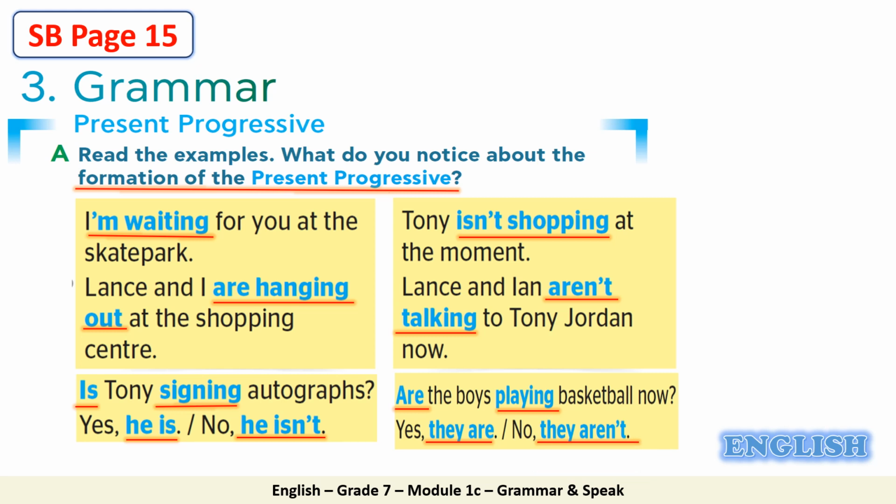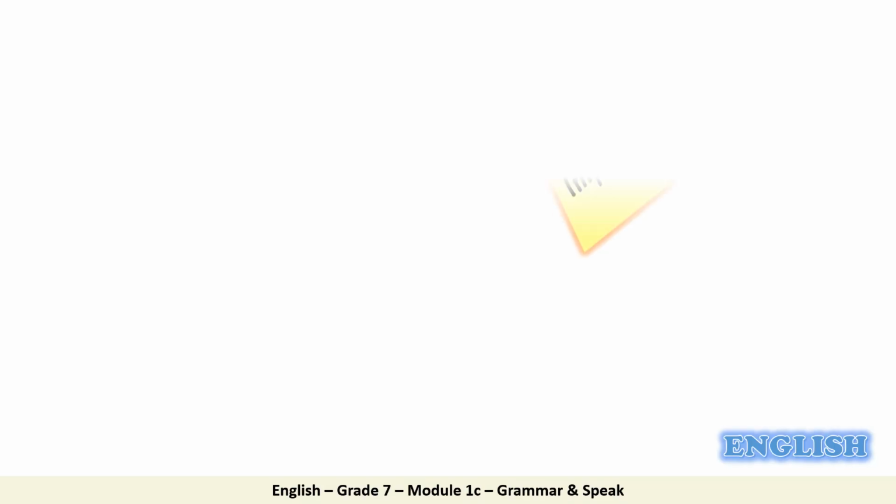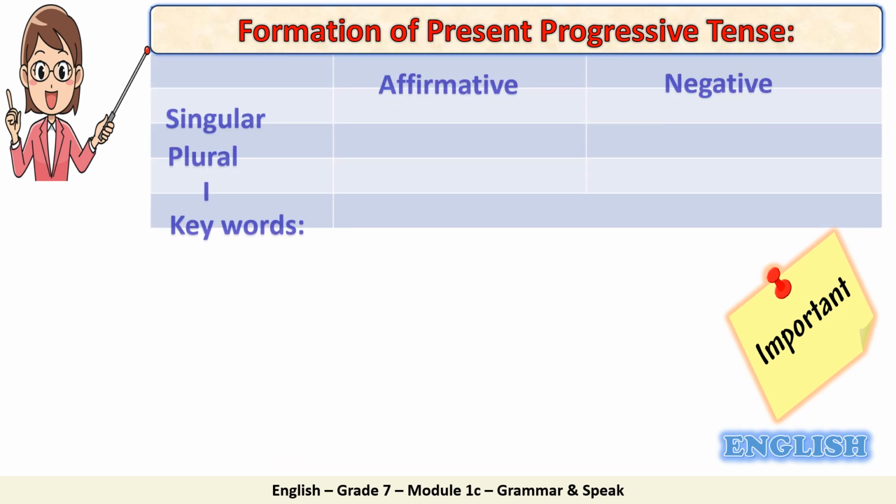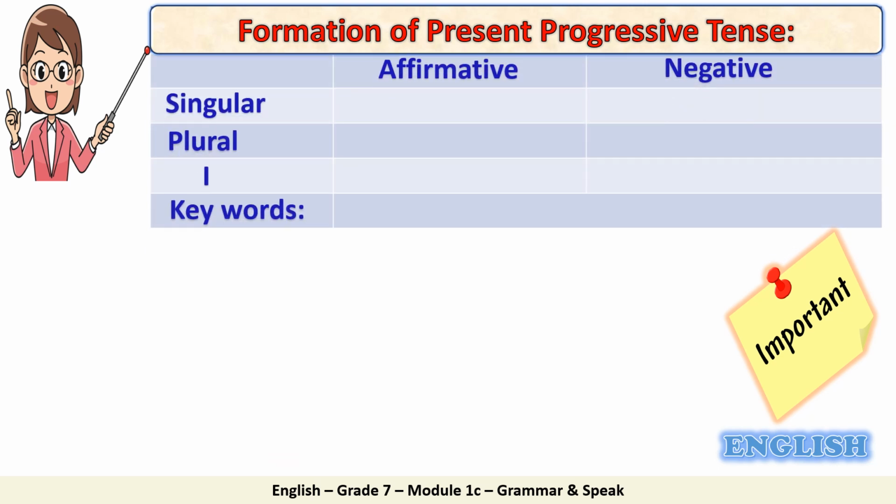After reading the given examples, let's move to the next slide and find out if you can complete the missing parts in this table. And here, dear students, you have the table that you are going to complete after having read the given examples to illustrate the formation of present progressive tense. Kindly pause the video and try to fill in the missing information in this table. Let's check your answers now.